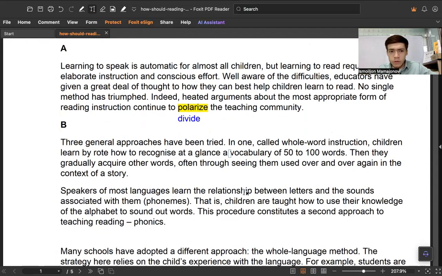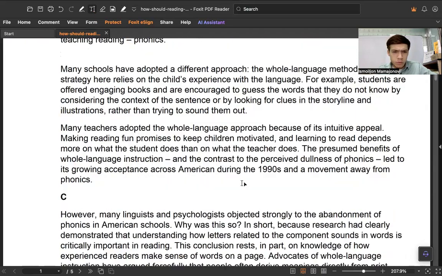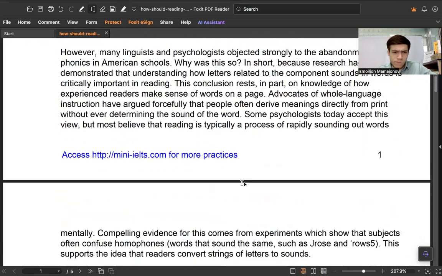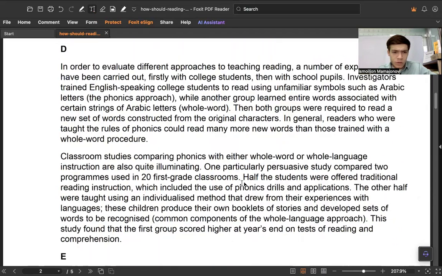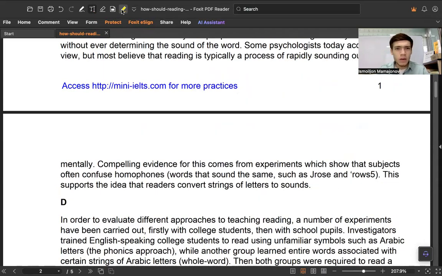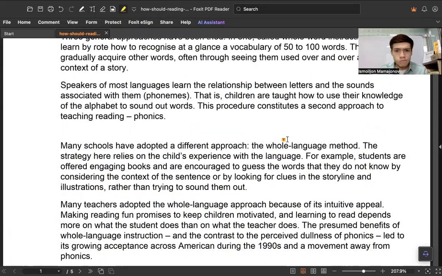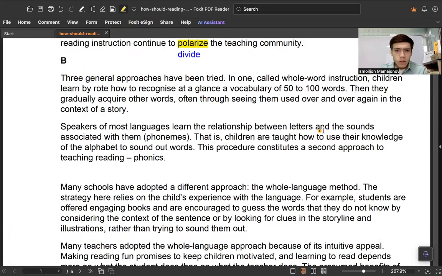We have headings, by the way, so you should be careful when reading. Why is the B paragraph so big? And D too. I mean, why are the paragraphs so disorganized, I would say. Yeah, whatever. So let's read B2. There are general approaches. Three general approaches have been tried.